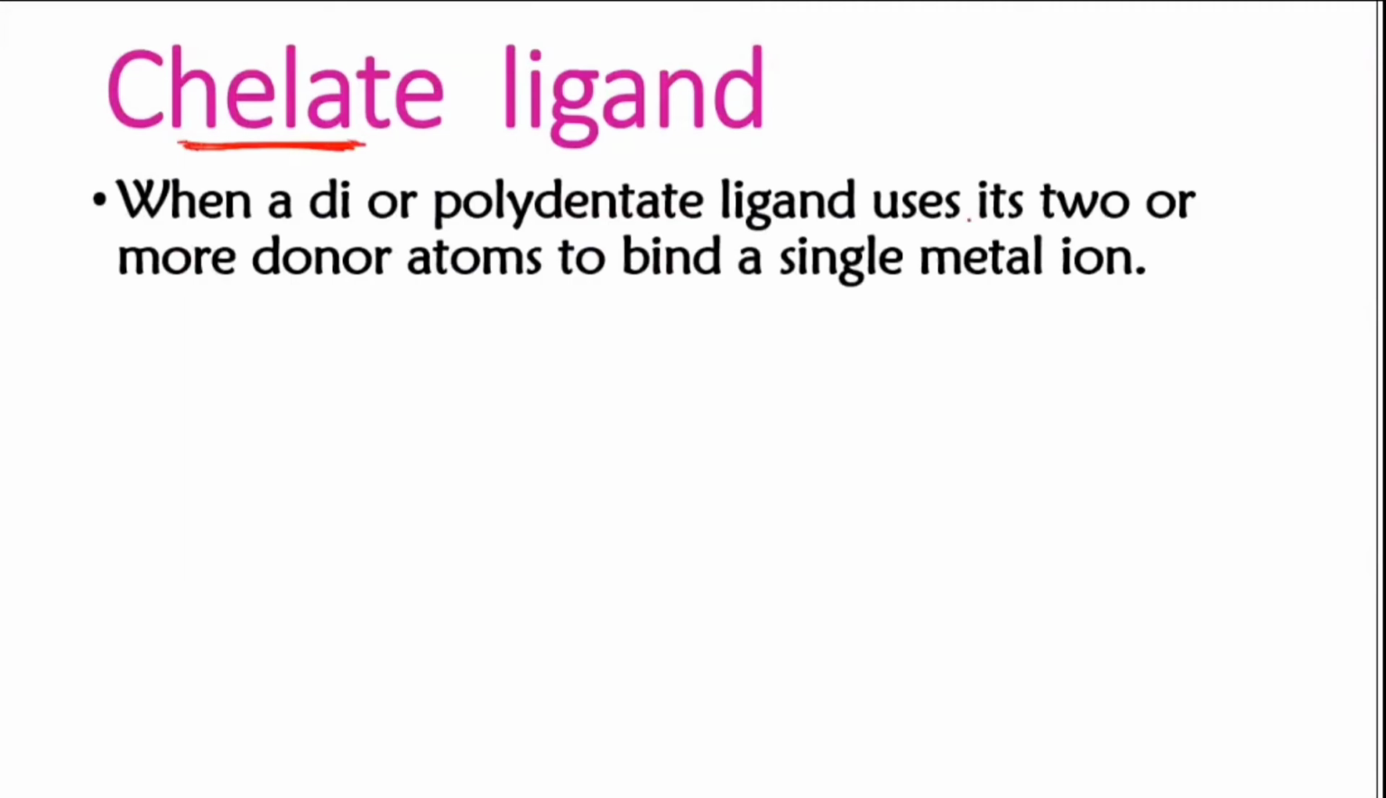Next is chelate ligand. So chelate ligands are usually didentate or polydentate ligands. They will use two or more than two donor atoms to bind with that single metal. When they bind with the metal, they will form a ring-like structure, so they are called chelate ligands.